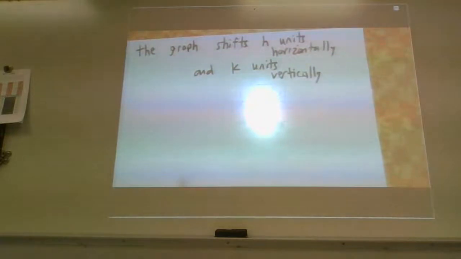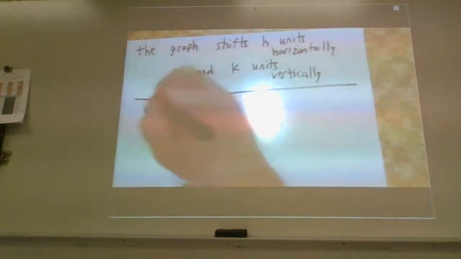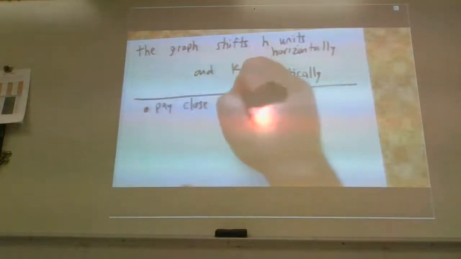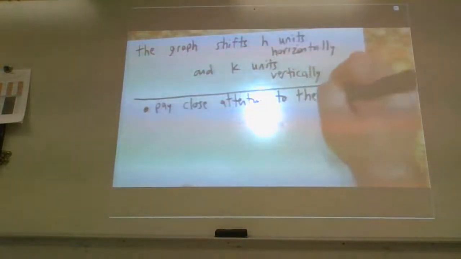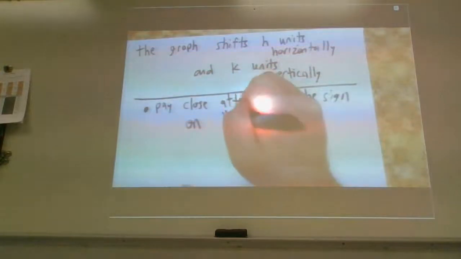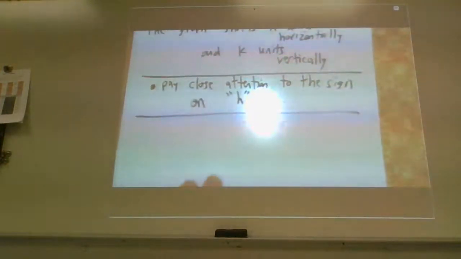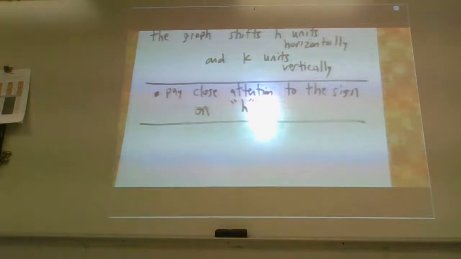The thing that you'd have to keep in mind, I'm going to put a little note here, a little bullet point here. Pay close attention to the sign on H. And I'm going to show you another example of that in a moment. But the graph will shift H units horizontally and K units vertically.